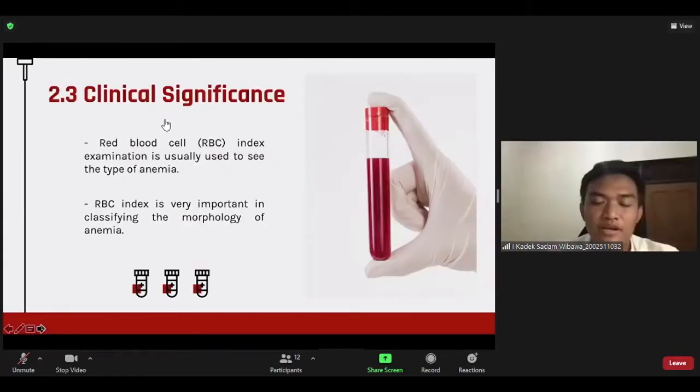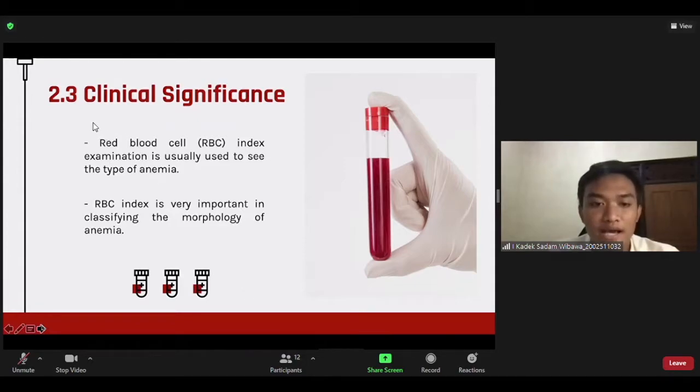My name is Sadam. I would like to explain the clinical significance of red blood cell index. Red blood cell index examination is usually used to see the type of anemia. Based on the morphology of red blood cells, anemia is classified based on the size and color of the red blood cell. Red blood cell index is very important in classifying the morphology of anemia.